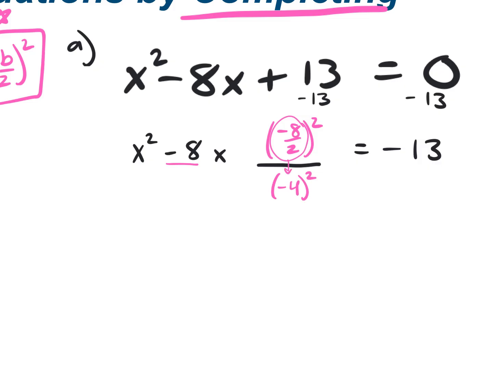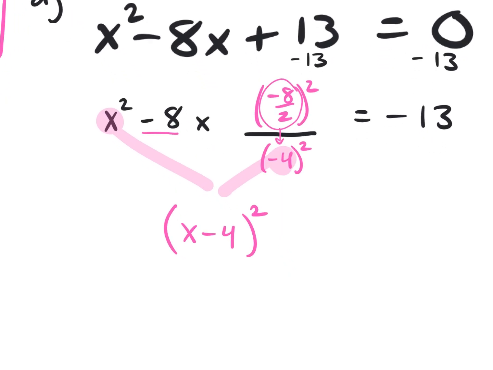Now, inside of our parentheses, we're going to put the two things that are squared here. So I've got x that's squared and negative 4 that's squared. So these two are going to go inside of our parentheses. So x minus 4, parentheses squared. So now I just made this negative 4 squared. I pulled it out of nowhere and put it on the left side of my equation.